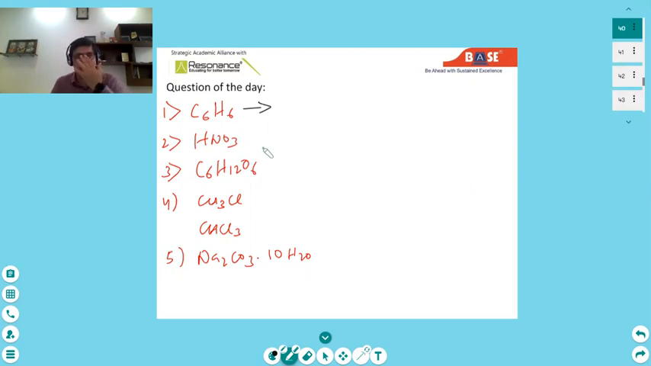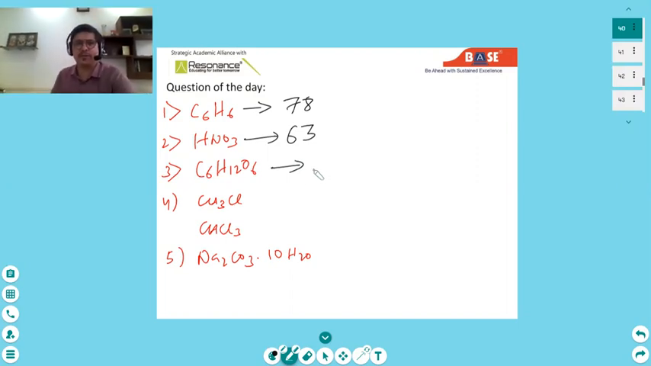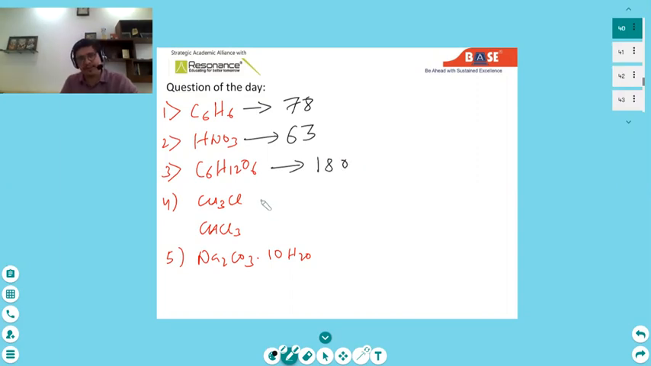So you need to find the molecular mass of benzene first. Benzene has 6 carbon and 6 hydrogen, so it comes to around 78. That is 6 into 12 plus 6 into 1, you need to add that. In nitric acid, nitrogen, oxygen and hydrogen are there. When you add everything, you will get 63 as the molecular mass. Then comes glucose, a very standard molecule which we see often. This is close to 180.